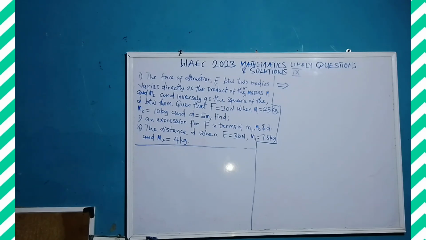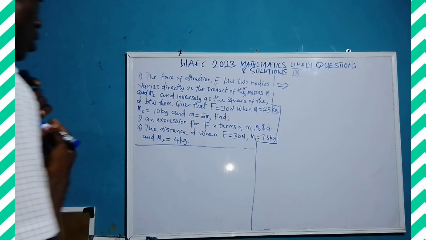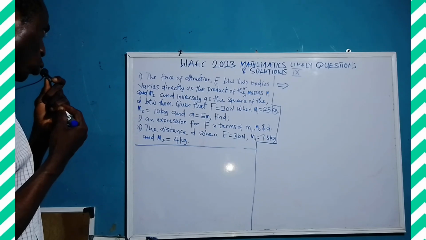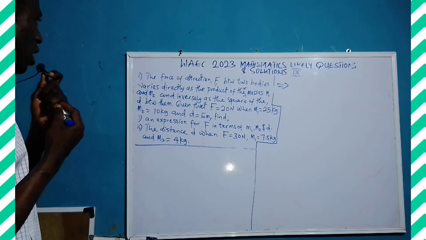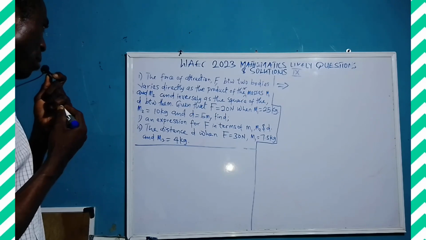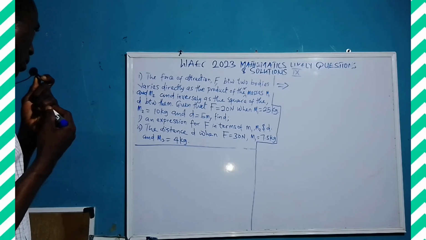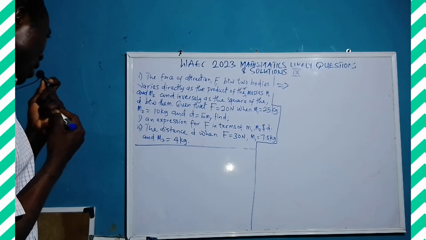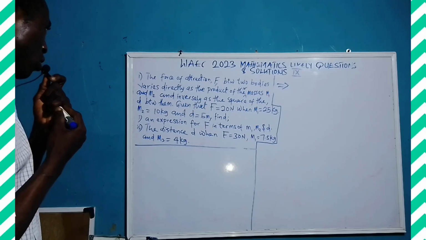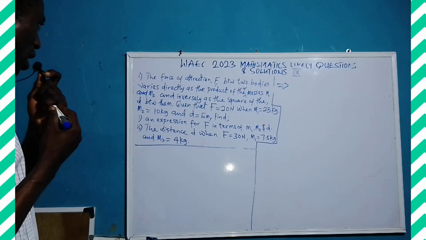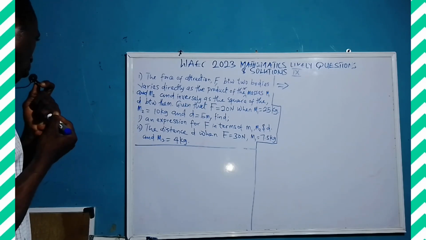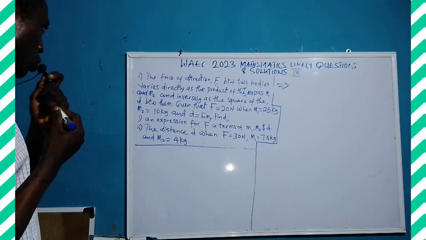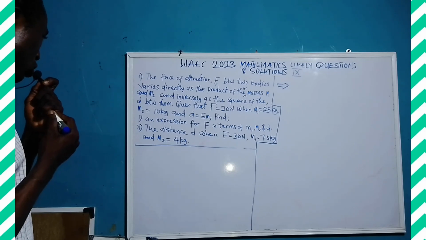Now, let's have question number 1. Question number 1 is stated as follows. The force of attraction, F, between two bodies varies directly as the product of their masses, M1 and M2, and inversely as the square of the distance between them. Given that F is equal to 20 Newton, when M1 is equal to 25 kilogram, M2 is equal to 10 kilogram, and distance D is equal to 5 meter. We are asked to find, Roman figure 1, an expression for F in terms of M1, M2, and the distance D. Roman figure 2, the distance D when F is equal to 30 Newton, M1 is equal to 7.5 kilogram, and M2 is equal to 4 kilogram.